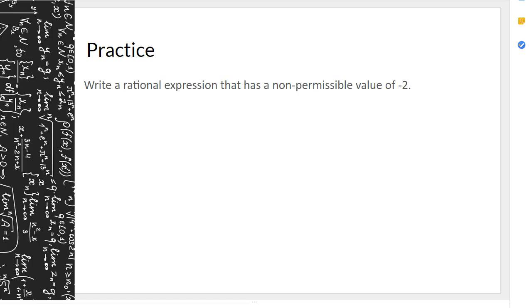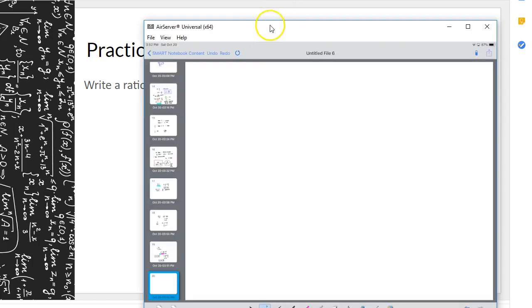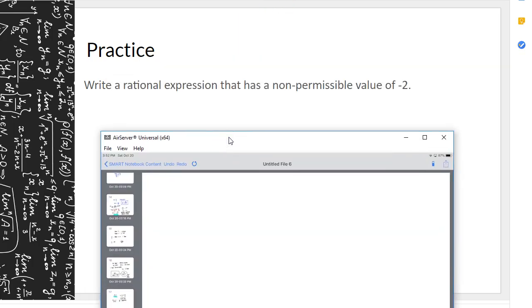So, what I want you to do now is write a rational expression that has a non-permissible value of negative 2. And there are a variety of different ways. I'm going to give you just a couple. So, any number on top, x plus 2 on the bottom. X cannot equal negative 2, because if we plug that negative 2 in, our denominator would be 0, and therefore we are wrong. So realize that any variation of this, so 16, 160, 2160, no matter what, as long as you have x plus 2 in the bottom, it answers this question.